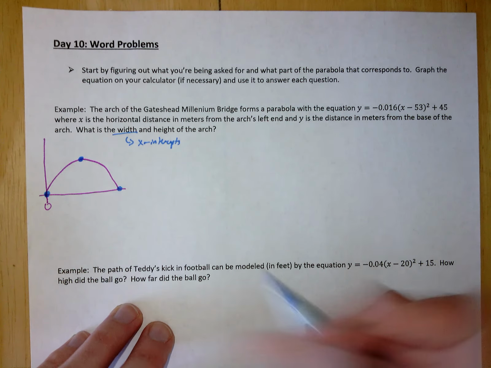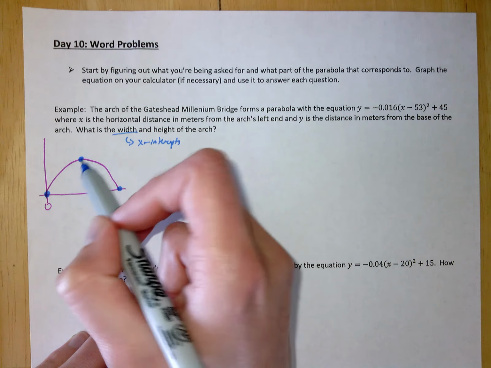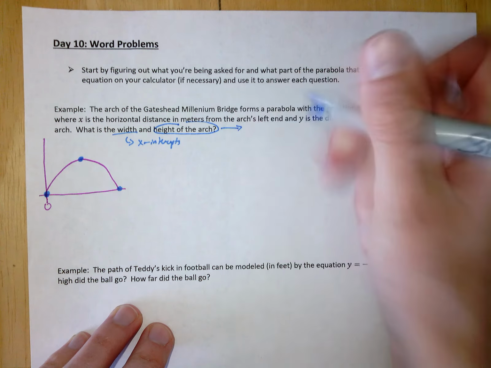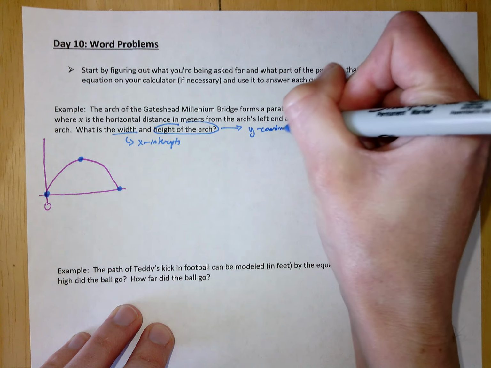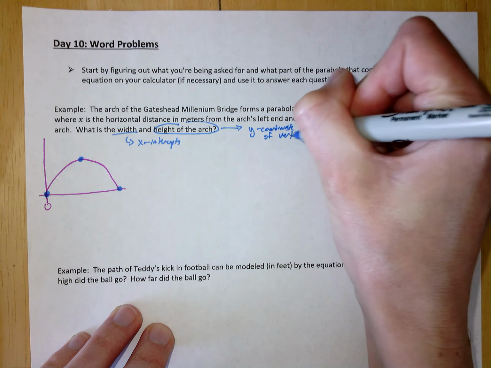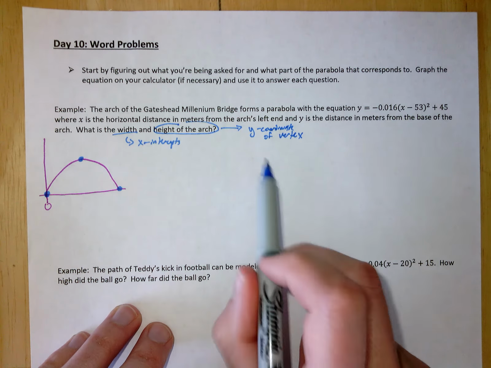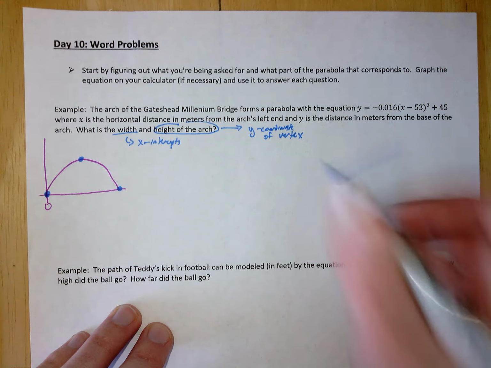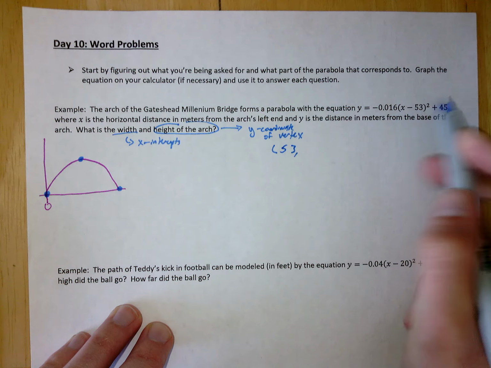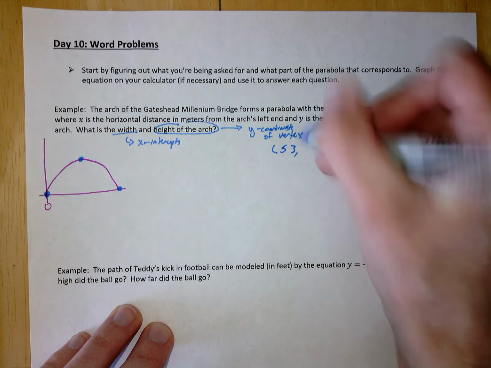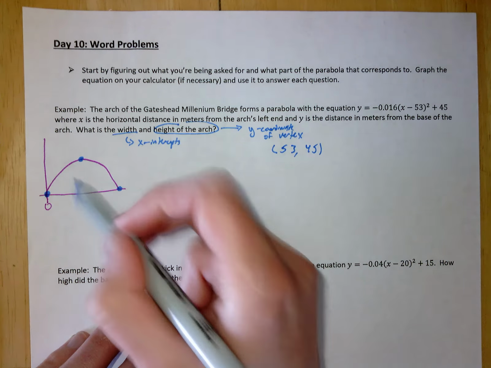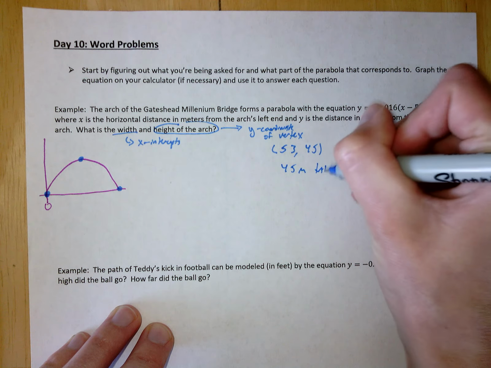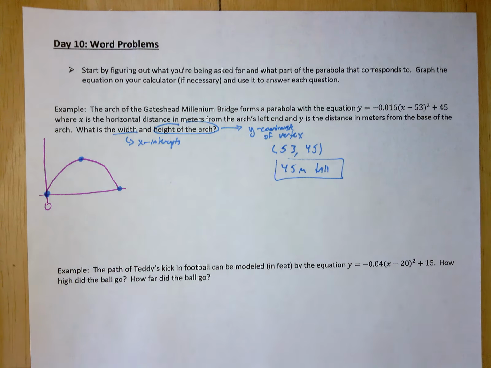So that is my vertex, and if I want the height of the arc, I need the y coordinate of the vertex. Now, I don't even need to graph this thing to figure that out. Take a look at this. I know the coordinates of the vertex: it's 53, remember it's backwards, and then exactly what it looks like, 45. So how tall is this thing? Well, it's 45 meters tall. Done. So there's half the question right there.